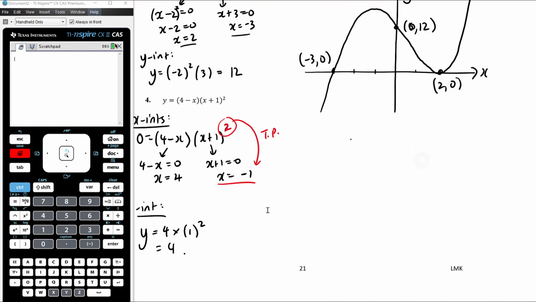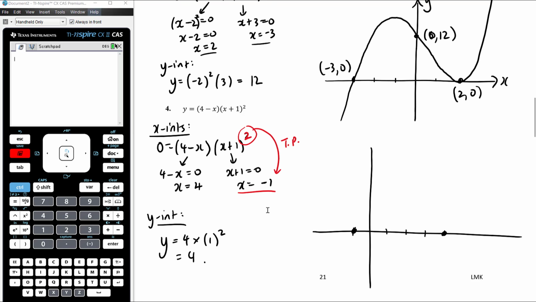Okay, so we've got -1 and 4, so 2 x-intercepts. We know it's a negative cubic, so it's going this way. We know that we're going to have a turning point at that x-intercept at -1. So it's going to come down, it's going to turn at that x-intercept, it's going to go back up, and then it's going to cut through at this x-intercept.